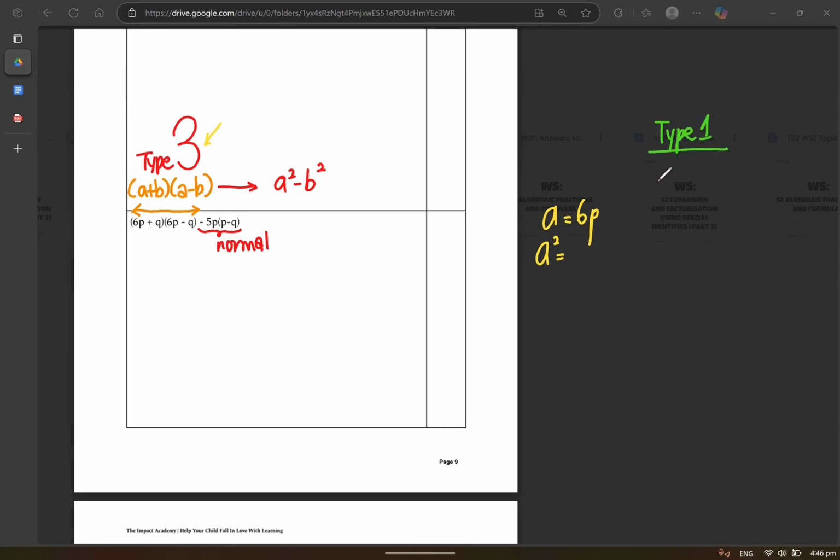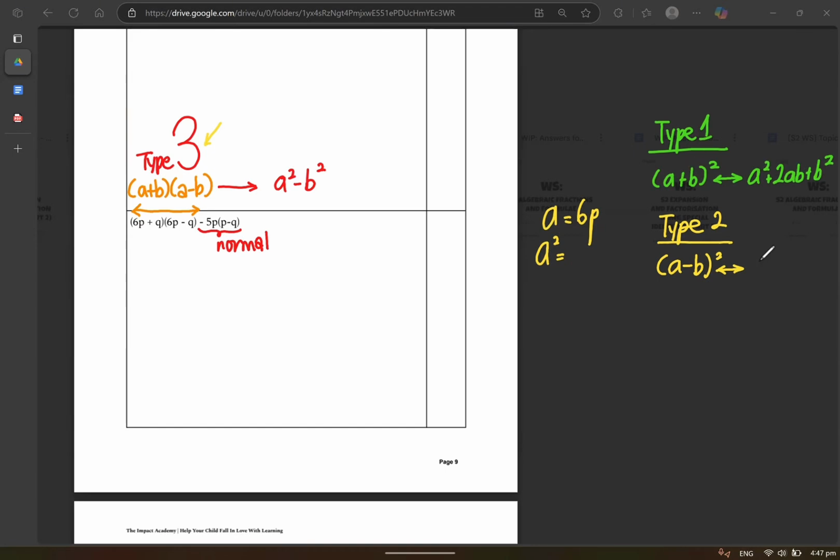Type 1, if you are given a plus b squared, you want to transform it. It's interchangeable. You want to turn it into a squared plus 2ab plus b squared. Type 2, we will have a minus b squared, and it's interchangeable. Once again, it depends on what the question gave you and what they want the answer to be. From bracket to no bracket is called expansion. From no bracket to bracket is called factorization.